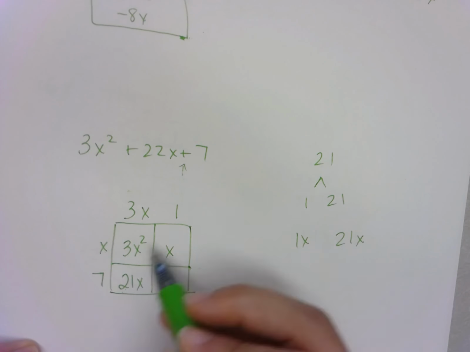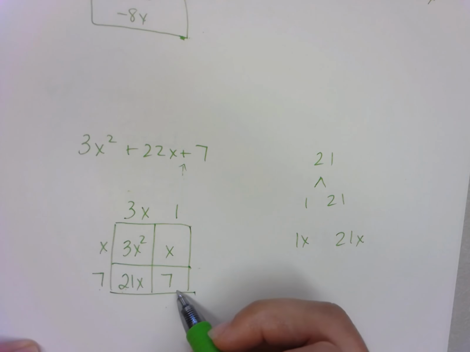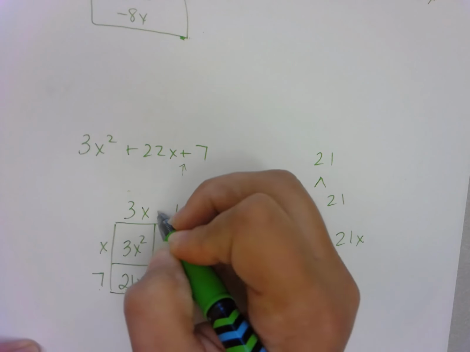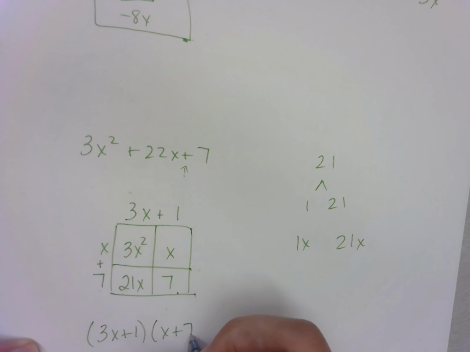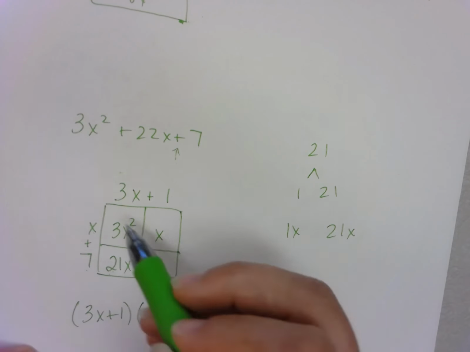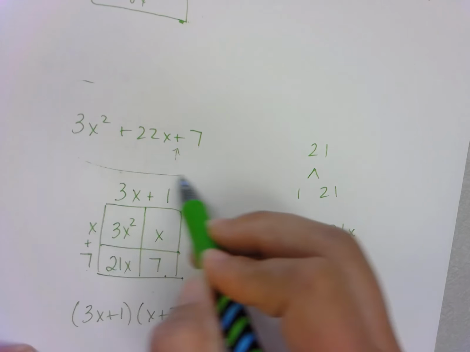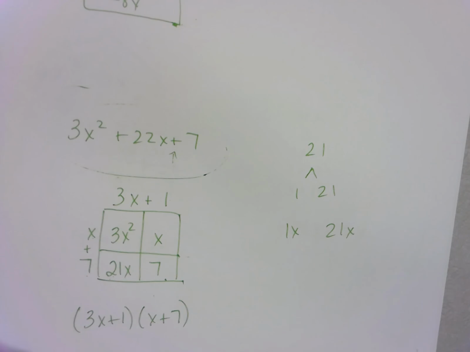And the good news is that positive 1 times positive 7 gives me the 7 here. So neither one of these has signs, so I'm going to assume they're positive. So it factors as 3x plus 1 times x plus 7. And if I multiply those back together, you can double check me, but I should get this back. All right, hope that helps.